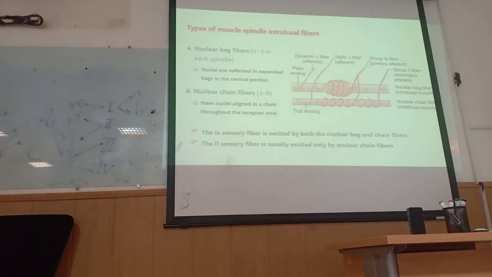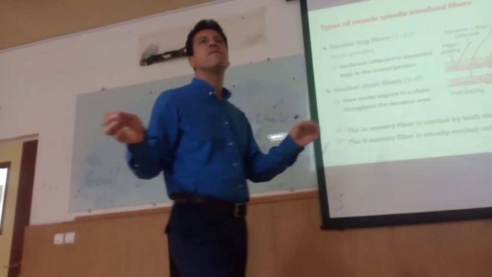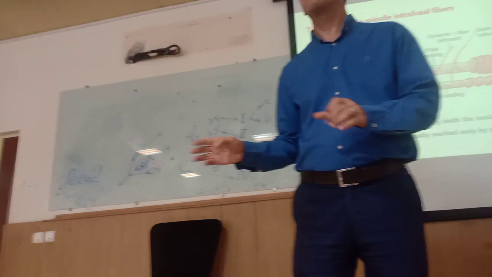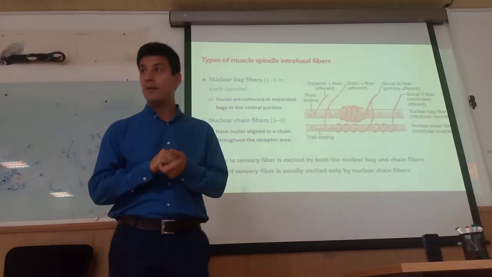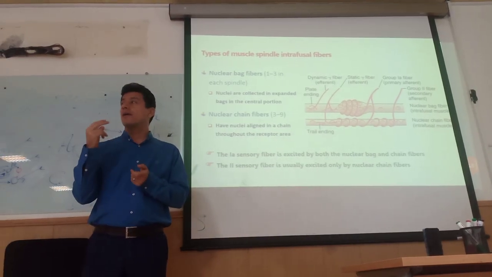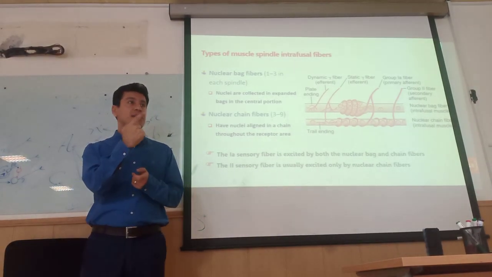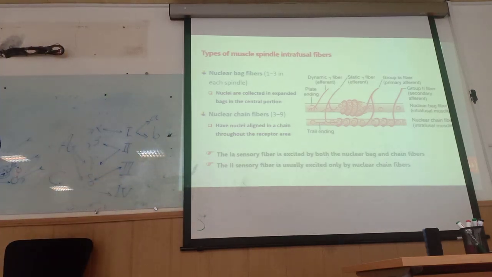Intrafusal muscle fibers: the middle part is not contractile, the two ends are contractile. They receive gamma innervation, right? But the thing that I want to add is that there are two types of intrafusal muscle fibers. They are not all the same.